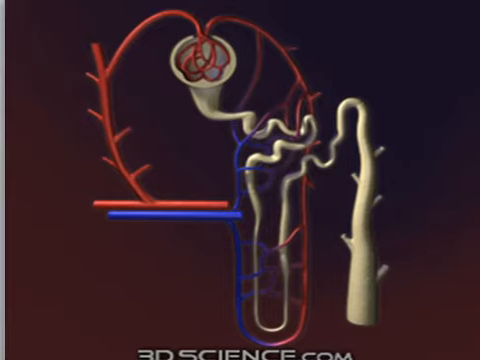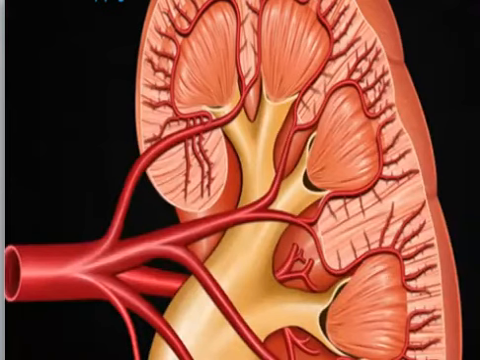The blood supply of the kidney. The kidney receives about 21% of the cardiac output, and each kidney is supplied by a renal artery. This is the renal artery, which arises from the abdominal aorta, and it enters the kidney from this fossa, which we call the hilum.